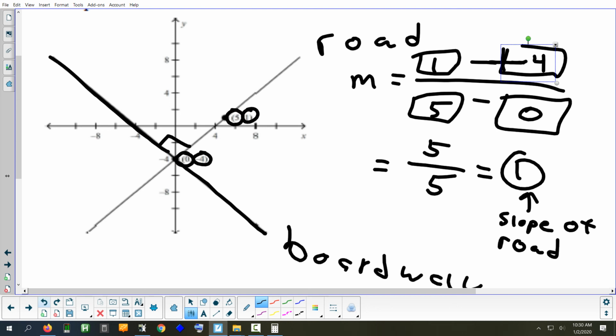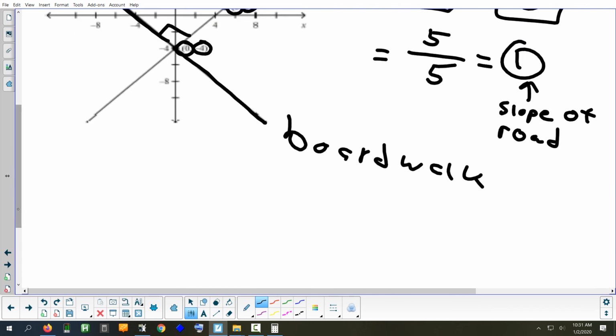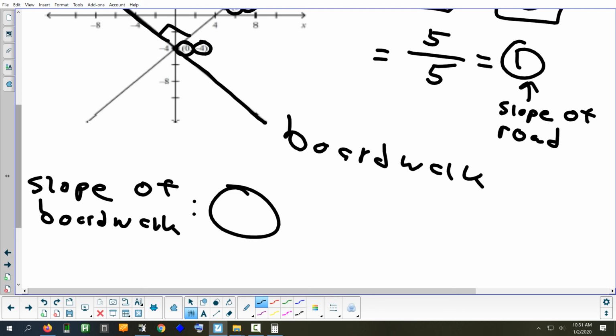They want to know an equation for the boardwalk, not the road. But you should be able to tell me the slope of the boardwalk now. If you know the boardwalk is perpendicular to the road, and you've got the slope of the road, you guys know what to do with it to make it the slope of the boardwalk. What are the two things you have to do to a number to make it perpendicular? What's the first one? Make it the opposite. What's the second thing? Flip it. Yep. Make it the opposite and then flip it.